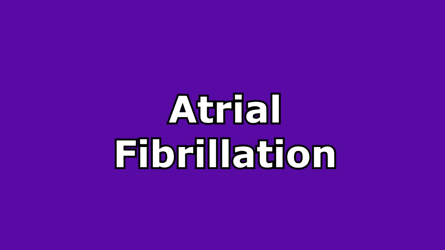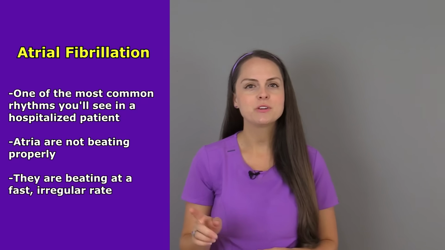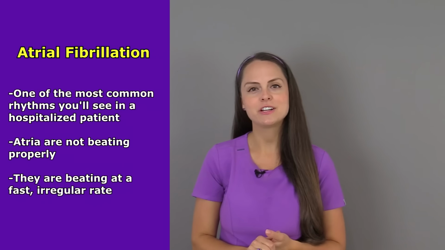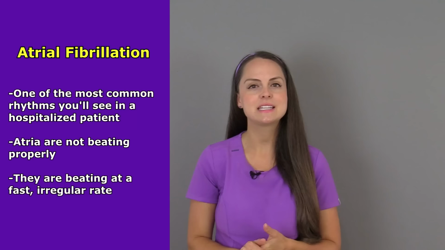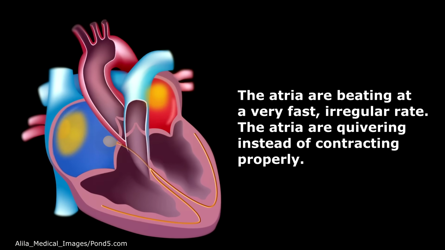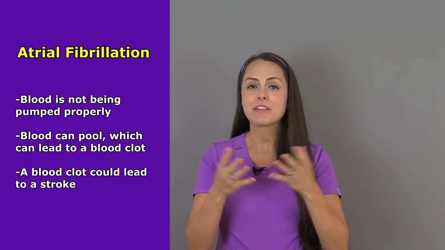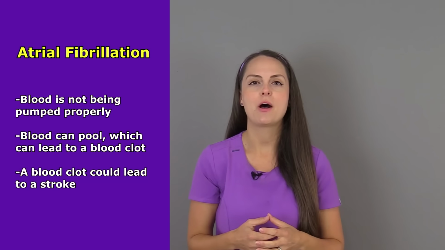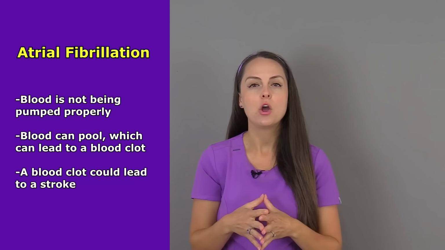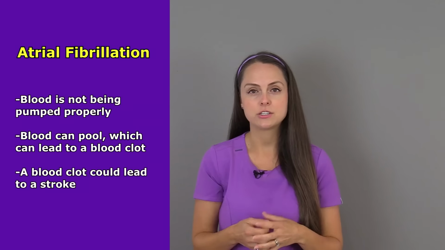Our next rhythm is atrial fibrillation. So AFib is one of the most common rhythms you're going to see in a hospitalized patient. And what's occurring with this rhythm is that the atria are not beating like they should. Instead, they're beating at a very fast, irregular rate. And what's happening in a sense is that those atria are just quivering. And whenever they quiver, they don't pump blood very well. Instead, blood just pools in there, which could lead a blood clot to develop, which could eventually lead the patient to have a stroke.